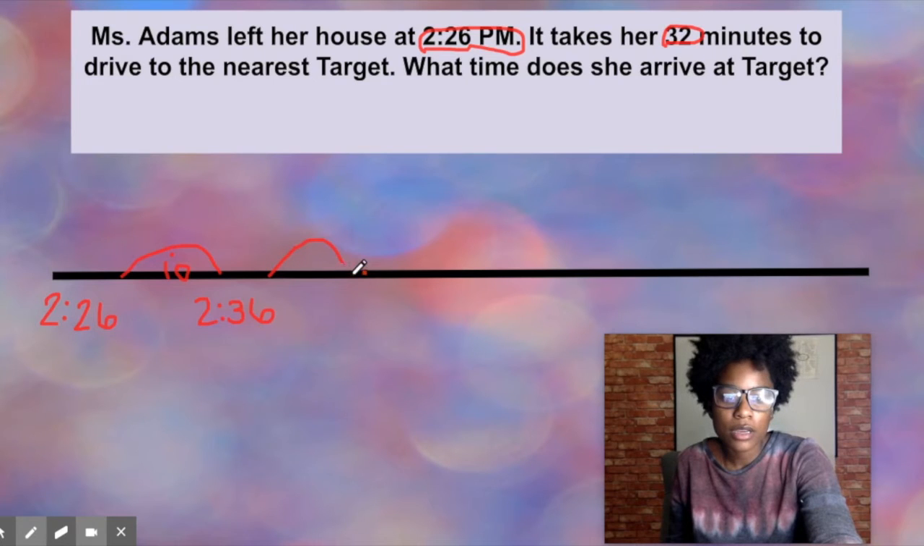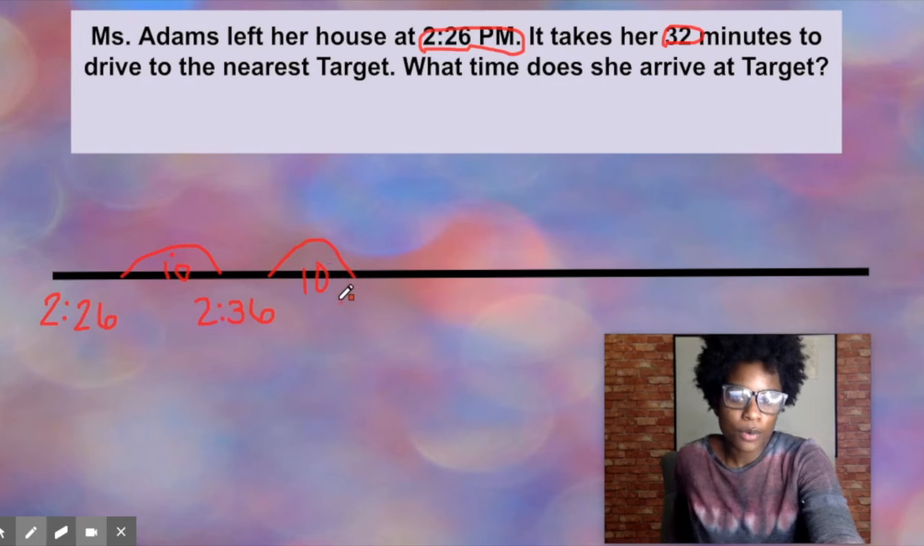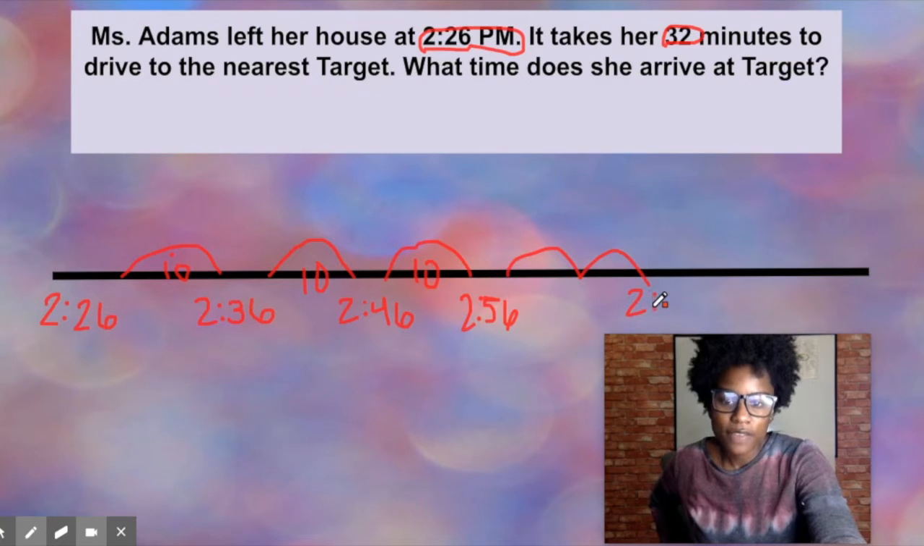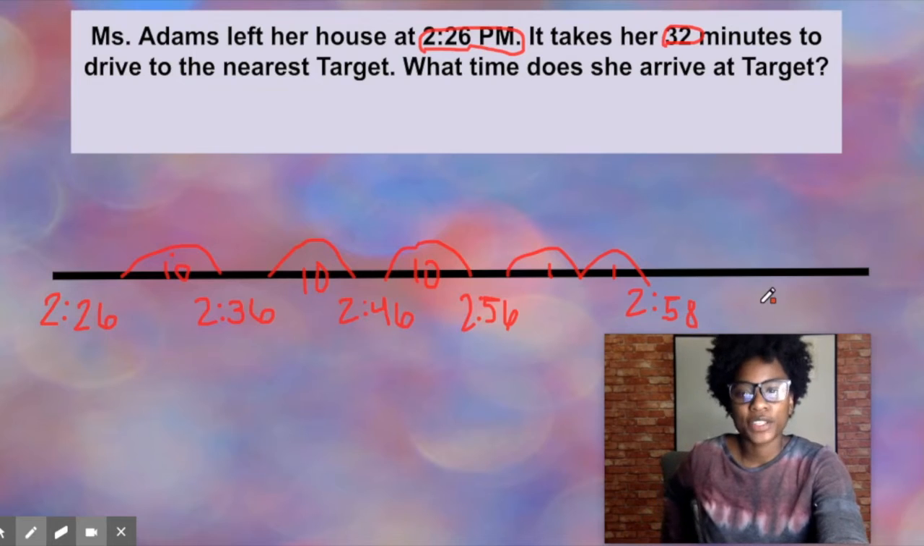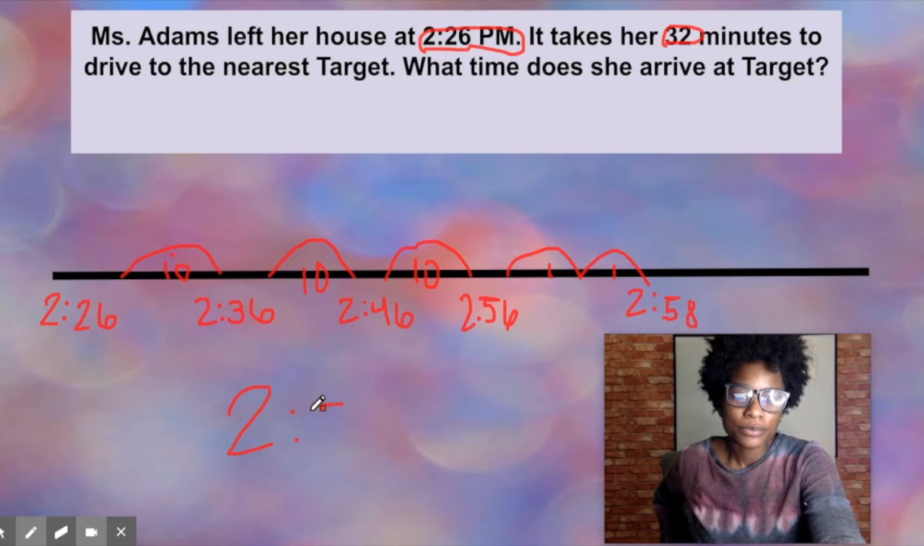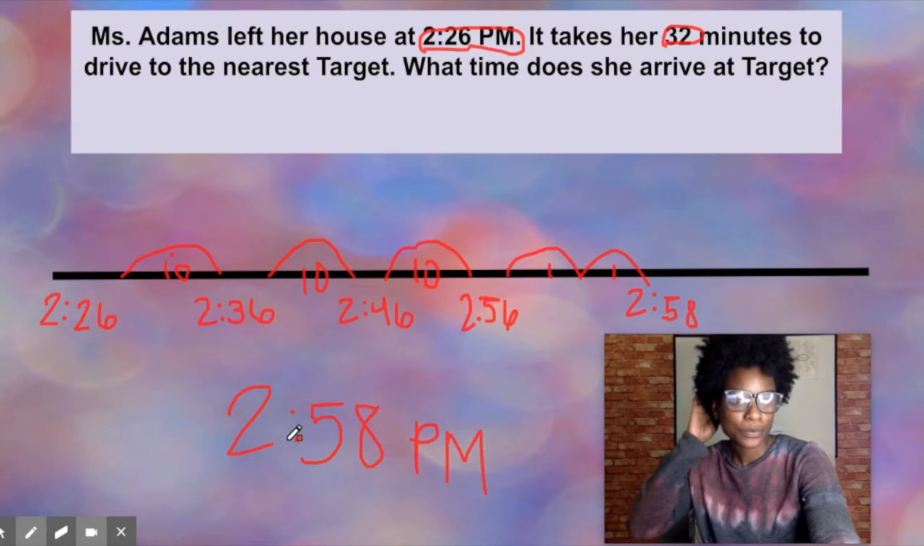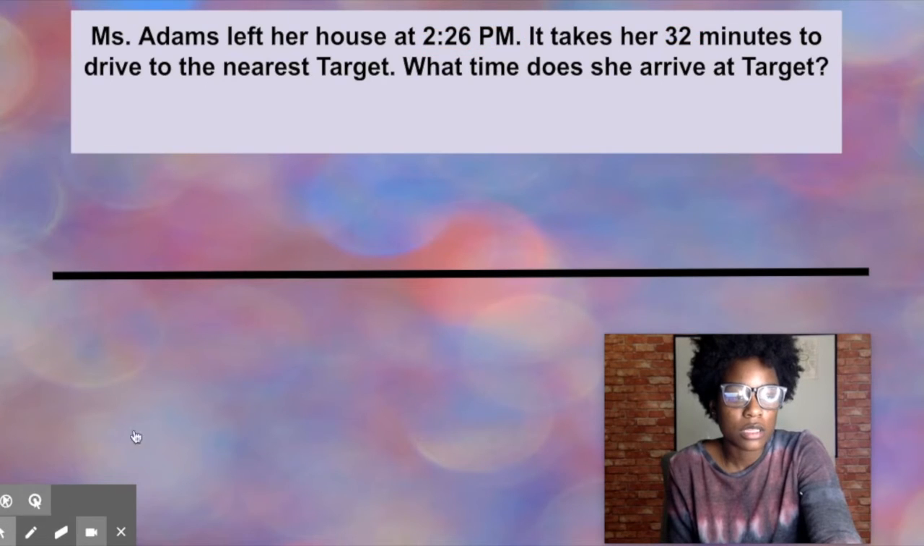Okay. 10 more, that's 20. That's 2:46. 10 more minutes, that's 30. 2:56. Now I need to add 2 minutes, so I'm going to jump by ones twice. 2:57, 2:58. So Miss Adams arrives at Target at 2:58 p.m. Does that make sense, friends? Okay, good. So I went by 10, 20, 30, 31, 32. It takes her 32 minutes to get there. She left at 2:26 and she gets there at 2:58. All right, great. Let's go to the next problem.